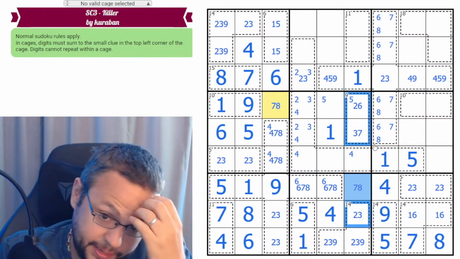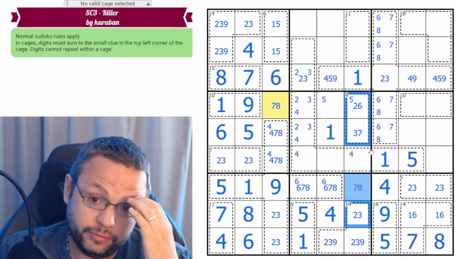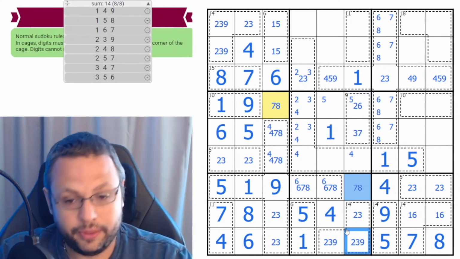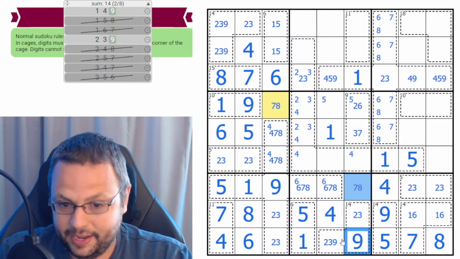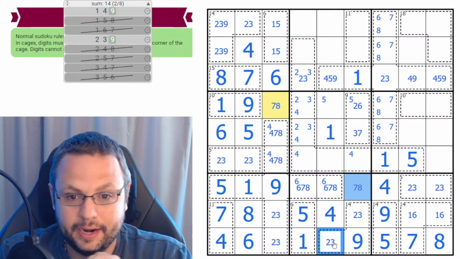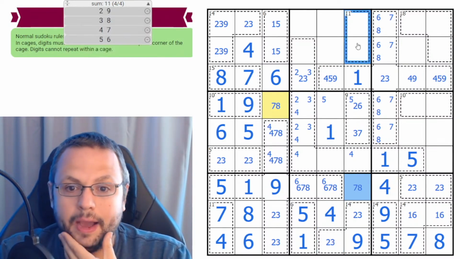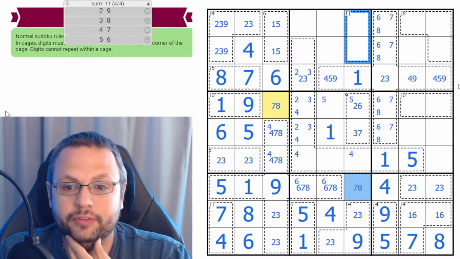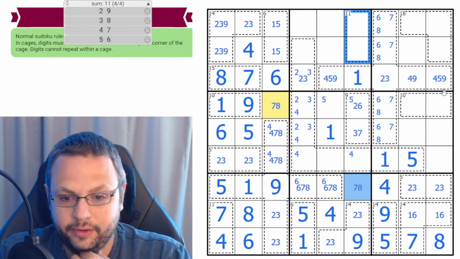That's a 2 or a 3. That's all the 2s and 3s for the column. So this can't be a 2 or a 3, or it would be a third 2, 3. So that's not a 9, sorry. Okay, now I look up to the 11 cage. It can no longer have a 2, 3 in it. So it's either a 4, 7 or a 5, 6.